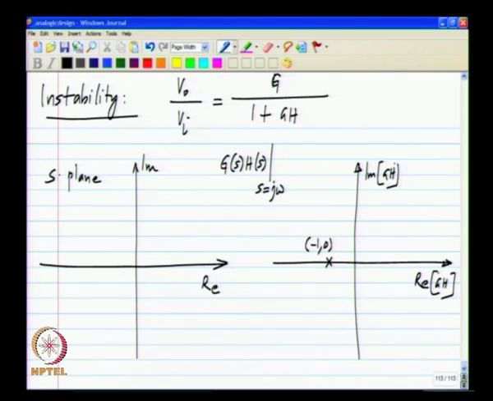That is, the plot can be something like this, okay. And if it is like this for negative frequencies, it will be the mirror image. So, in this case it is not enclosing -1, 0. We will make more concrete the definition of what enclosing means, but in this case you can clearly see that -1, 0 is not inside this picture, okay.